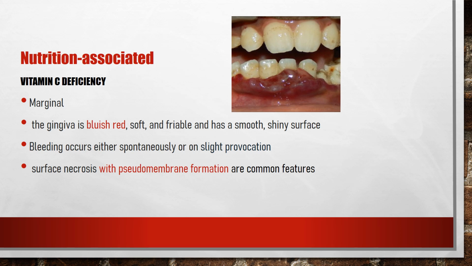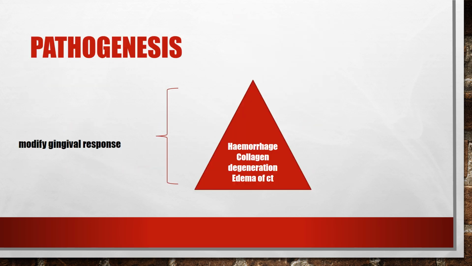As you can see in this picture, it is associated with the marginal region, and you can see the bluish red, soft, friable region. Mainly it is because of vitamin C deficiency. It causes hemorrhage, collagen degeneration and edema of the gingival connective tissue. These changes modify the gingival response to plaque. So this might be the reason for this massive gingival enlargement, which can be seen in patients with scurvy. As we said before, the three main factors associated with vitamin C deficiency are hemorrhage, collagen degeneration and edema of gingival connective tissue.